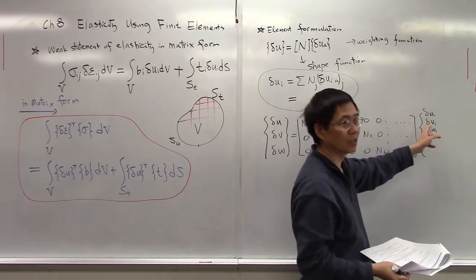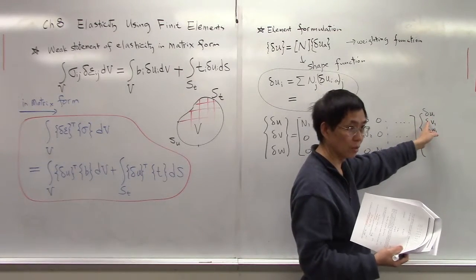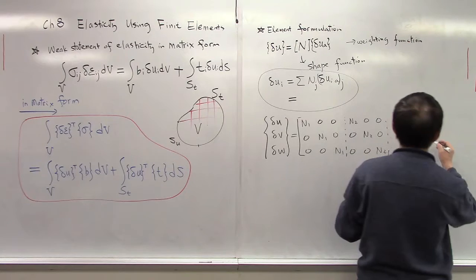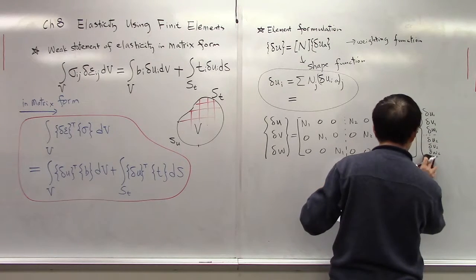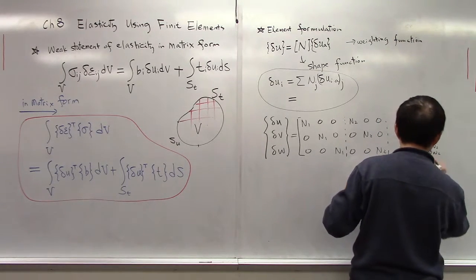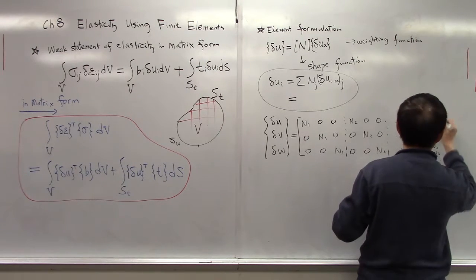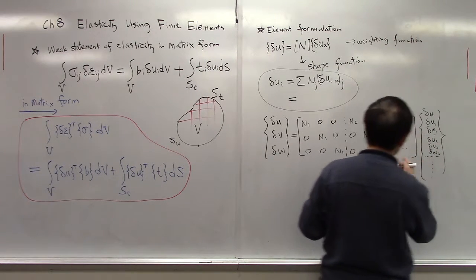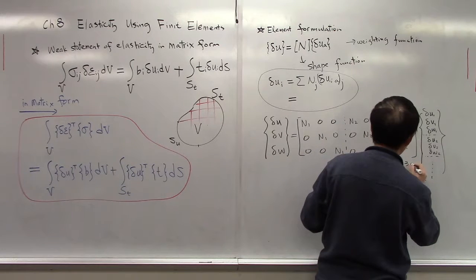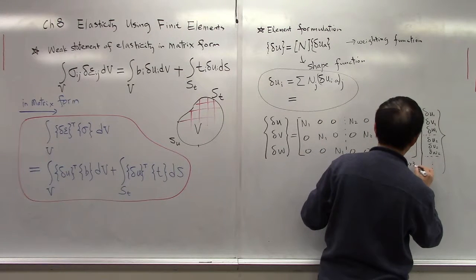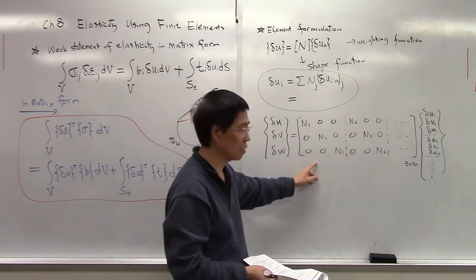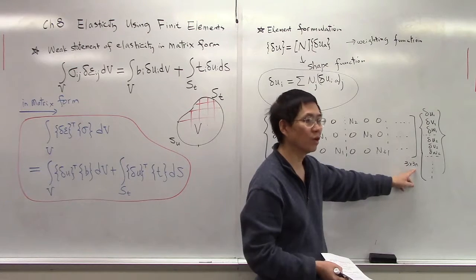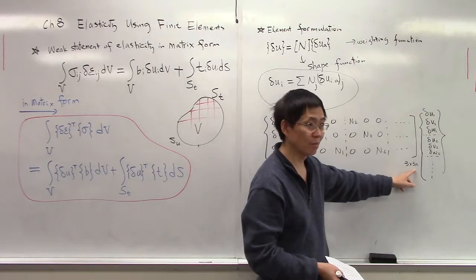All these 3 components correspond to the first node. And then you have delta U2, delta V2, delta W2 that correspond to the second node, up to N. Therefore, this is a 3 by 3N matrix. N is the total number of nodes of your finite element model.